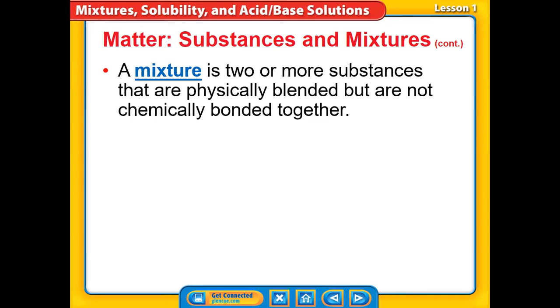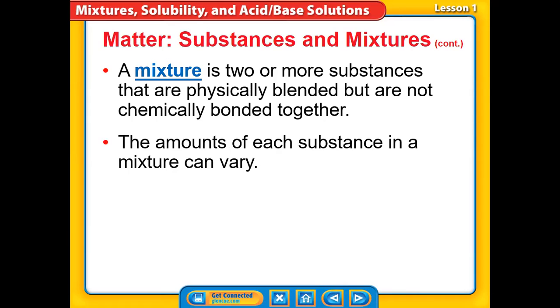So like this, we said that it's just a physical combination, which means mixing substances is considered a physical change. It doesn't result in the formation of a new substance. So what is a mixture? A mixture is when two or more substances are physically blended, but they don't form a new substance. That means no chemical combination or chemical bond will form.